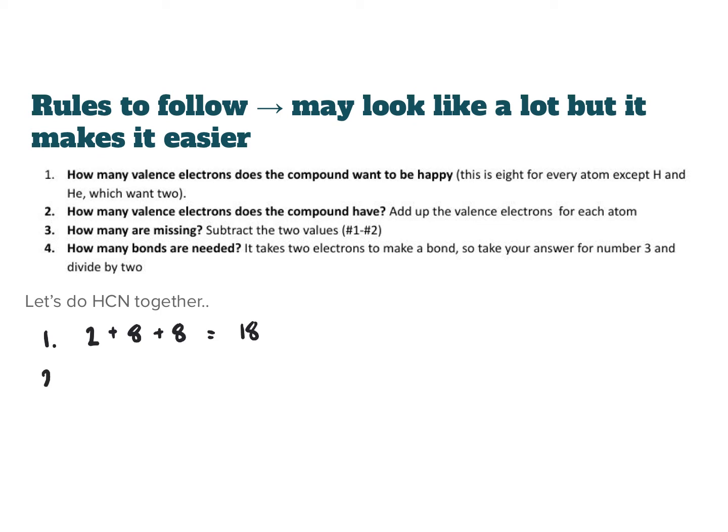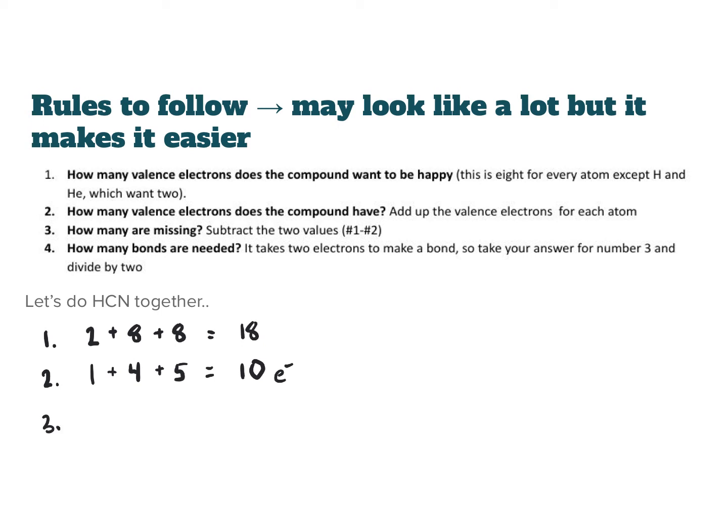Okay, let's look at rule number 2. Rule number 2 says, how many valence electrons does the compound have? So in this case, we're going to add up the valence electrons for each atom. We got H, we got C, and we got N. H has 1. I can look on my periodic table, and carbon is in group 4, so it is 4 valence electrons. And then nitrogen is in group 5, so it has 5 valence electrons. I add these up, and what do I get? I get 10 electrons. That's how many valence electrons this has.